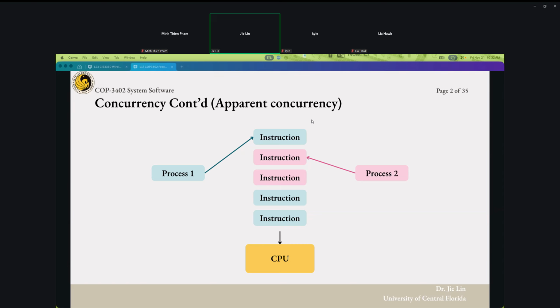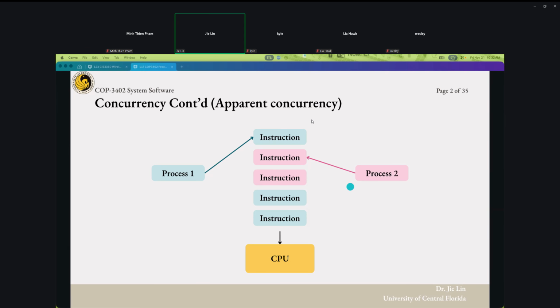Why pseudo? This slide illustrates that we have one single CPU, with one single core and one single thread, so only one instruction from one process can execute at any given time. Yet we have a mechanism called rapid context switching, and the operating system cleverly gives us an illusion of multiple processes running simultaneously. That is why it's called pseudo.